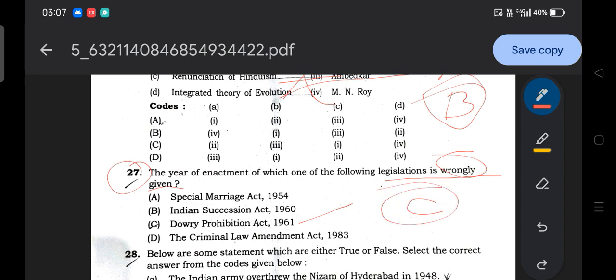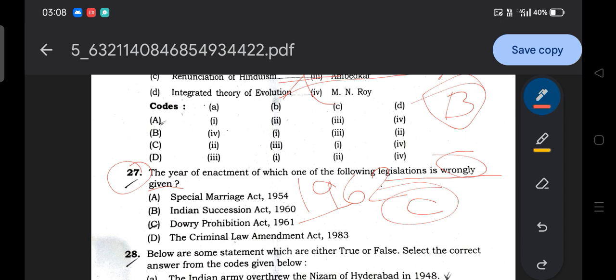Can anyone tell me the Dowry Prohibition Act year? It's 1962. Okay, Dowry Prohibition Act 1962. Then the Criminal Law Amendment Act 1983. I won't suggest you remember all the factual information with regard to constitutionalism, acts and regulations, but at least the Dowry Prohibition Act 1962, Child Marriage Act.